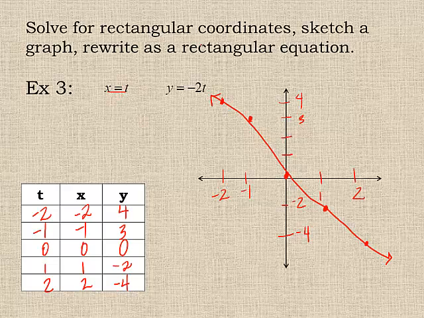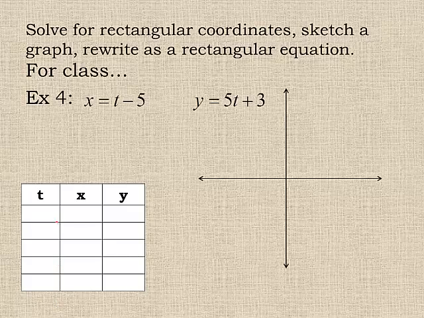Now I solve it for a rectangular equation. I substitute something in for t to get rid of the t. Well, this is easy. I have to solve this for t, but it's already solved. x equals t. So instead of t, I can just put in an x. So y equals -2x, and I'm done. Look, that's a line. That's a linear line. It should work just fine. For class, I want you to try this one on your own. Generate your table and solve the equation for a rectangular equation. Try it, and we'll see how you do.